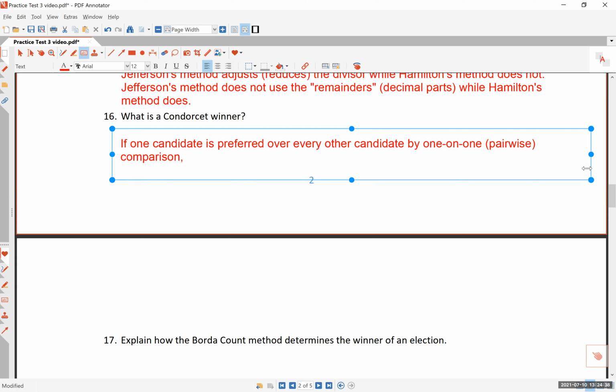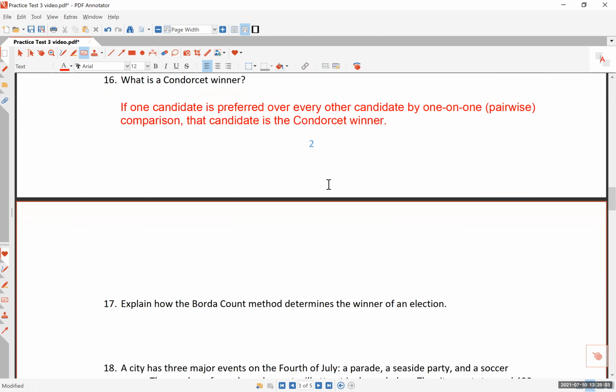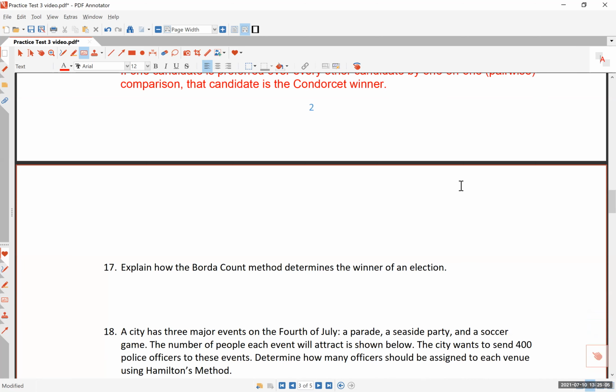In other words, if A and B are the only candidates, how many people would prefer A over B? How about A over C? How about A over D, and so on? And if one person stands out as being preferred over all the other candidates, that candidate is the Condorcet winner. And according to the Condorcet method, that person shall be declared the winner of the election.